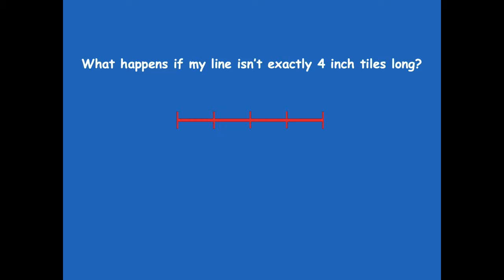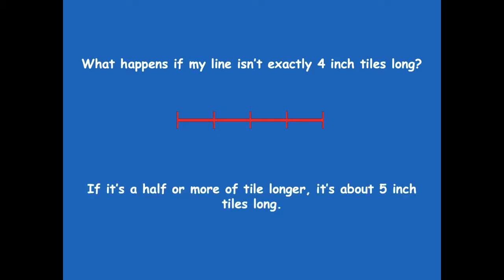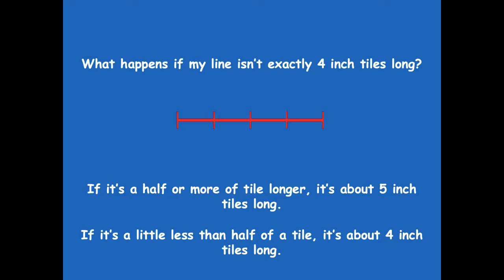So what happens if my line isn't exactly 4-inch tiles long? So if it's half or more of the tile, we would say it's about 5 tiles long. So it would go up. If it's a little less than half of a tile, it's about 4-inch tiles long, and we go down. So let's measure this line.